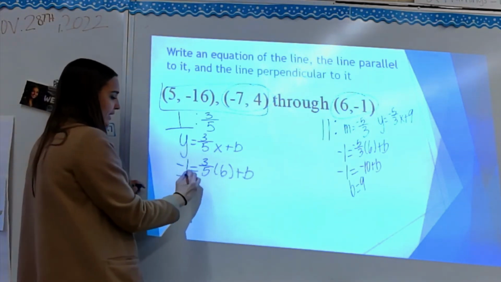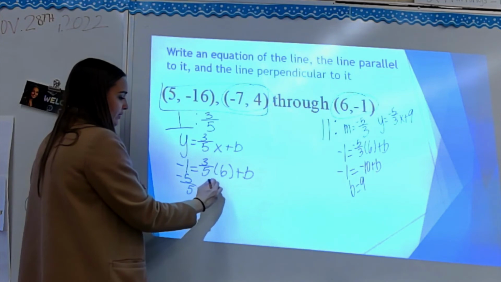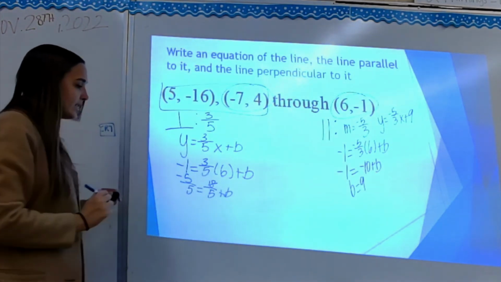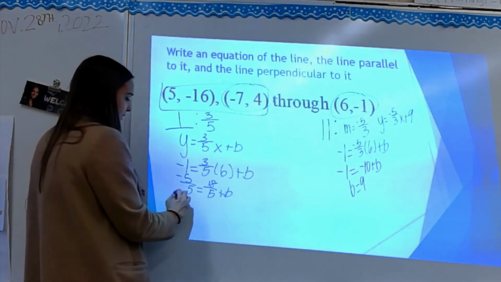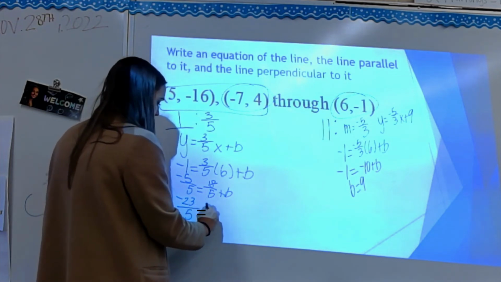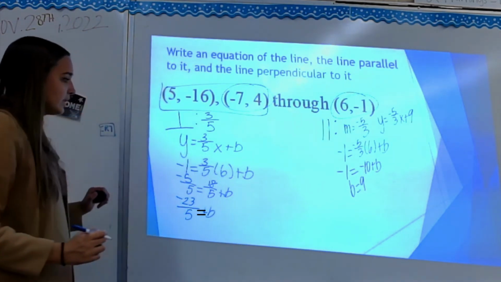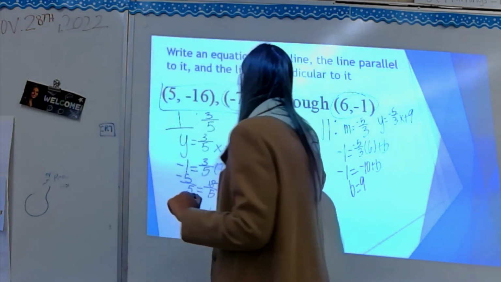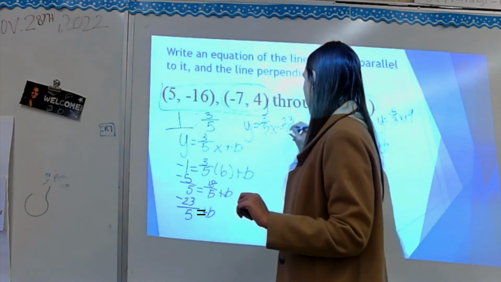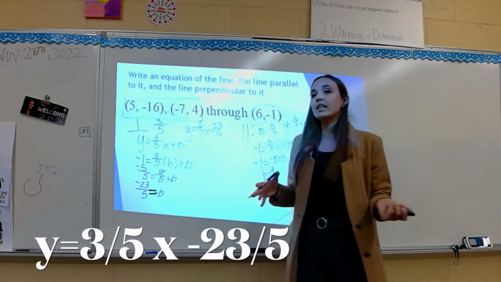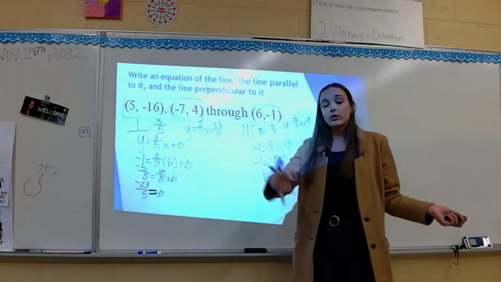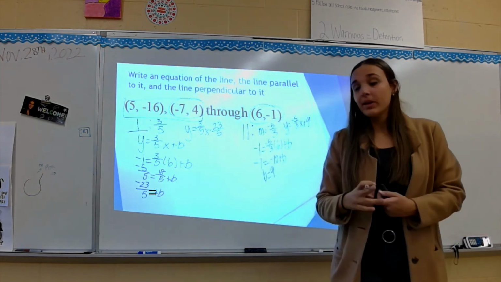In fifths, this is negative 5/5 equals 18/5 plus b. Subtract 18 over, we get negative 23/5 plus b. So our perpendicular equation is y equals 3/5 x minus 23/5. Once again, I could ask you to put this into standard form. I just wanted to show you the process to make sure we're all on the same page.